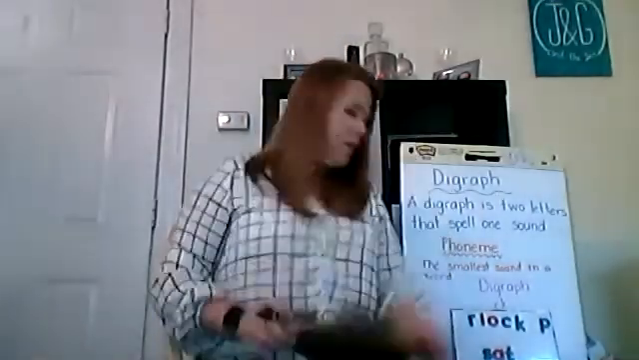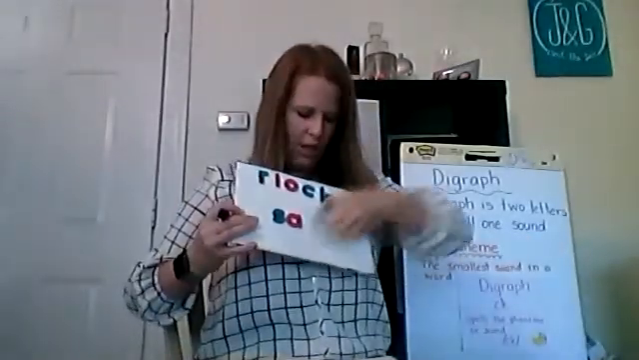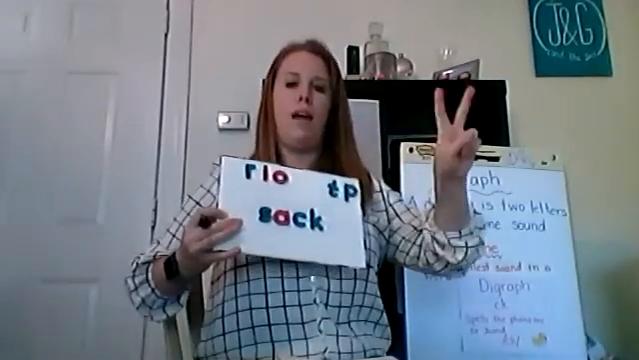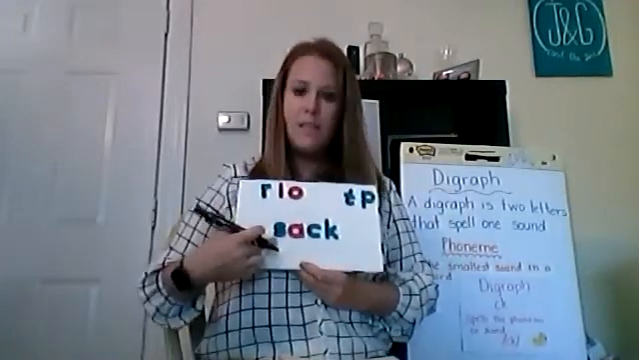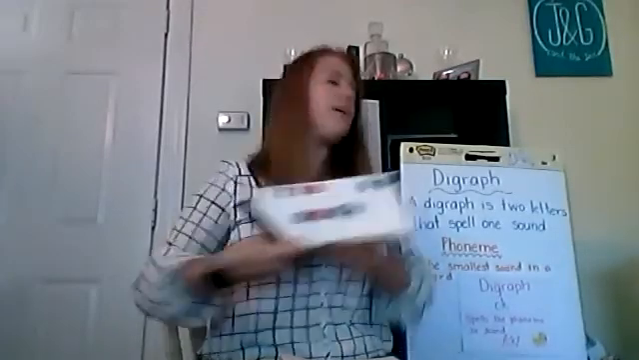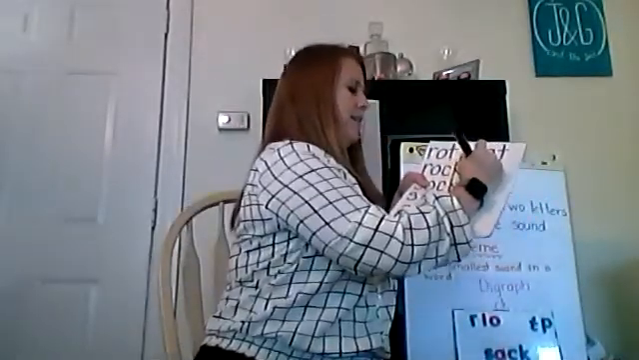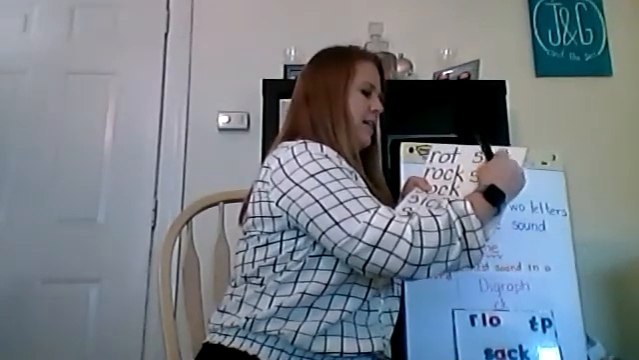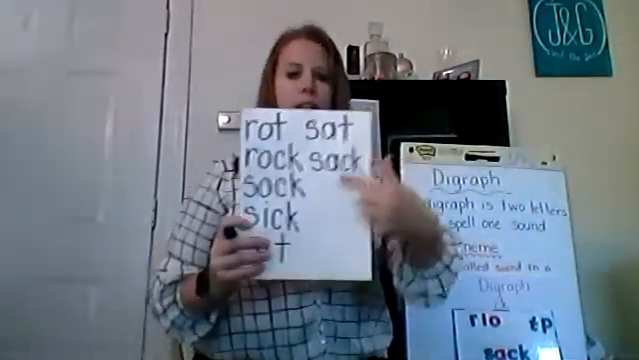Good job. All right, so now we're going to change our last sound, and we're going to change the T, and we're going to bring down our digraph C, K. And remember, C and K come together to make that one sound. So let's sound this out. Sack. There we go, the word sack. So let's sound it out. That digraph at the end. There we go. Sack.